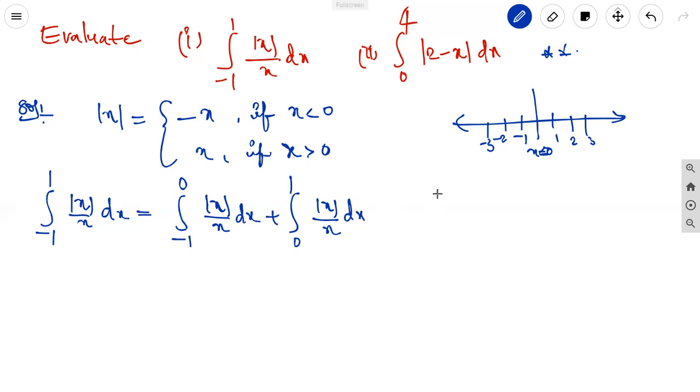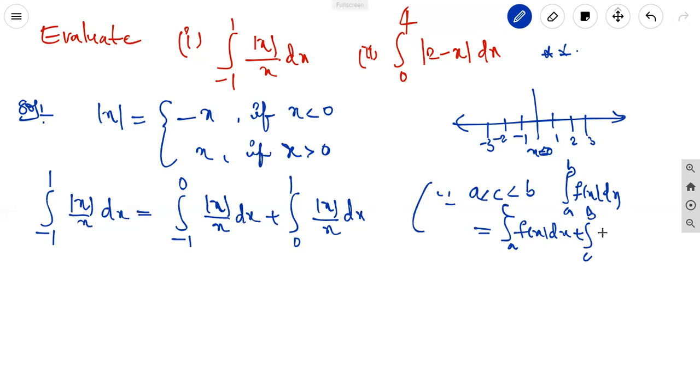You know that if a is less than c is less than b, then the integral from a to b of f of x dx can be written as the integral from a to c of f of x dx plus the integral from c to b of f of x dx. Just check it here: minus 1 is less than 0 is less than 1. It is the a value, it is the b value. Then we can write it by this property.